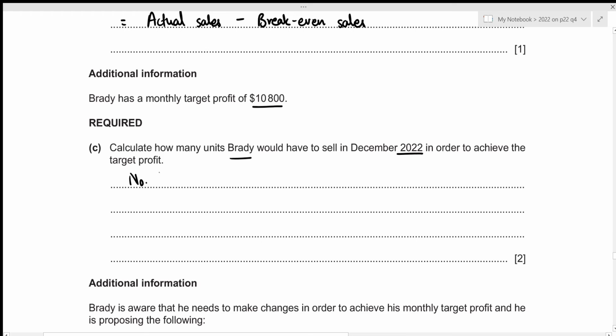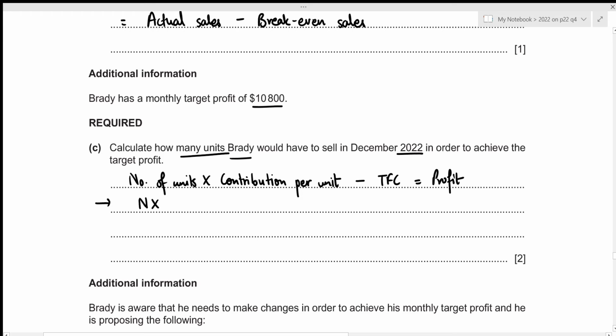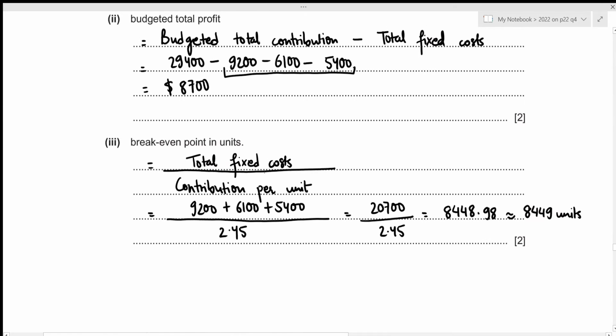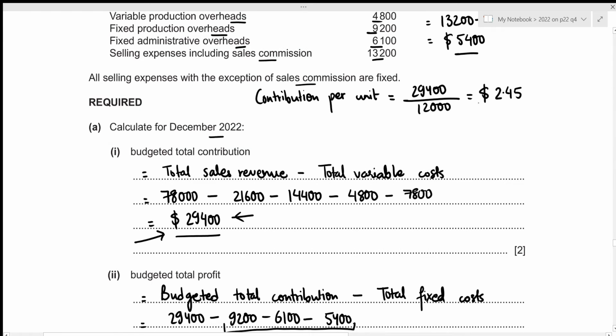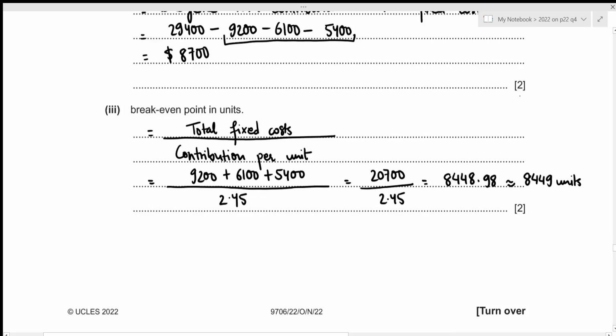Number of units times the contribution per unit. This basically gives us the total contribution, right? And we subtract the total fixed cost, which results in our profit. In this case, the variable that we need to figure out is the number of units, right? So I'm just going to denote that by n times contribution per unit, which we figured out above to be 2.45. So we're just going to substitute this value.